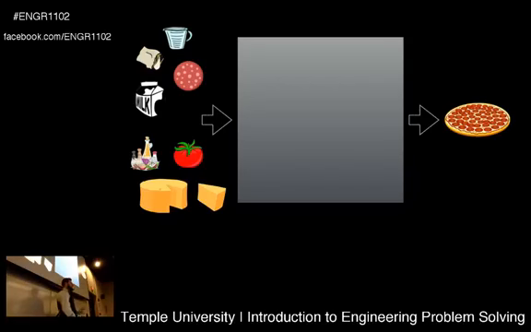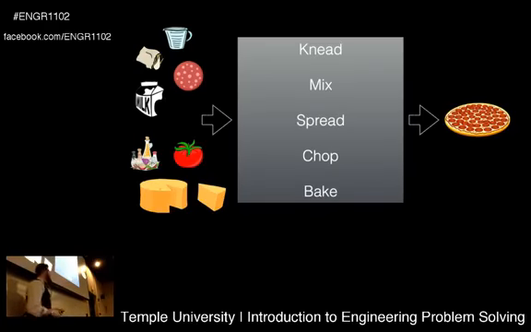The thing that this class is going to focus on, after we've decided what our inputs and outputs are going to be, is the black box in between, the processes that are buried in there that cause these raw ingredients to become the thing we wanted. For a pizza, processes in the black box could be things like knead and mix and measure and spread and chop and bake.